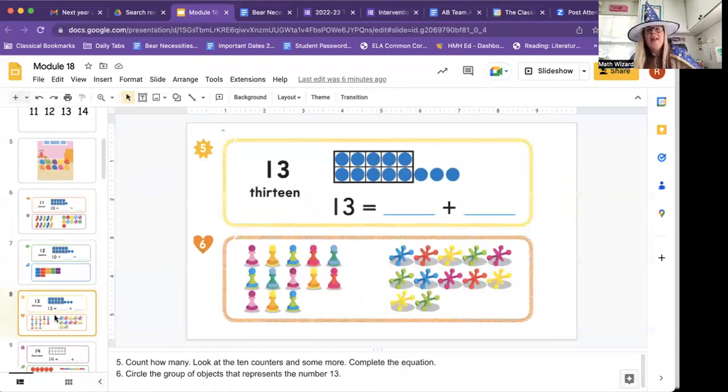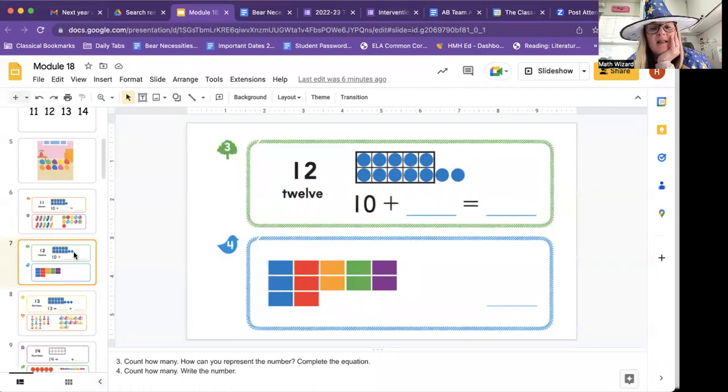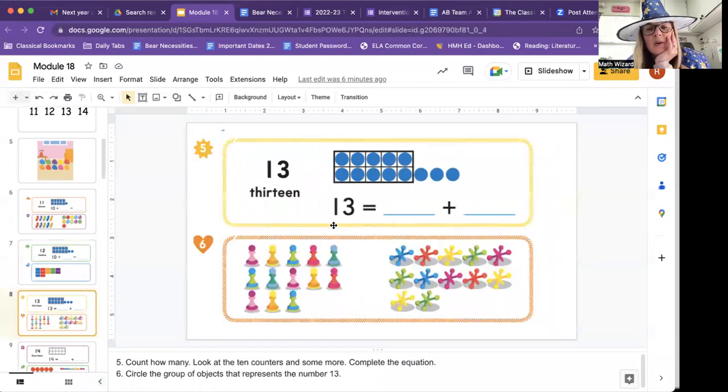All right, and now we're going to 13. We have our 10 frame, right? That's 10. Let's count it from 10. 10, and then there's 3 ones. Now, my friends, what do you notice different about this equation and this equation? Here we had 10 plus 2 equals 12. Now this one, they switched it and now the 13 or the equals is before.